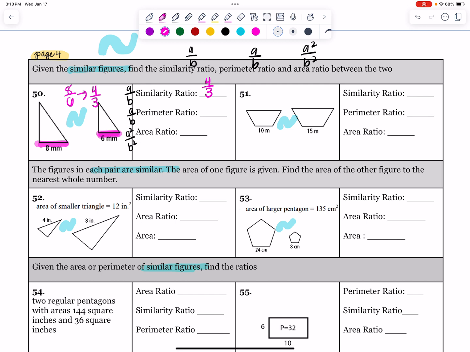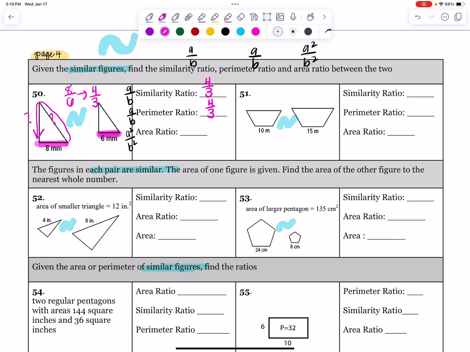So what that means is even though I don't know the perimeter, remember perimeter would be the distance around the entire shape, but I don't know these other two sides, I can still find a perimeter ratio because it's going to be the exact same thing as the similarity ratio. So it's also going to be 4 over 3.